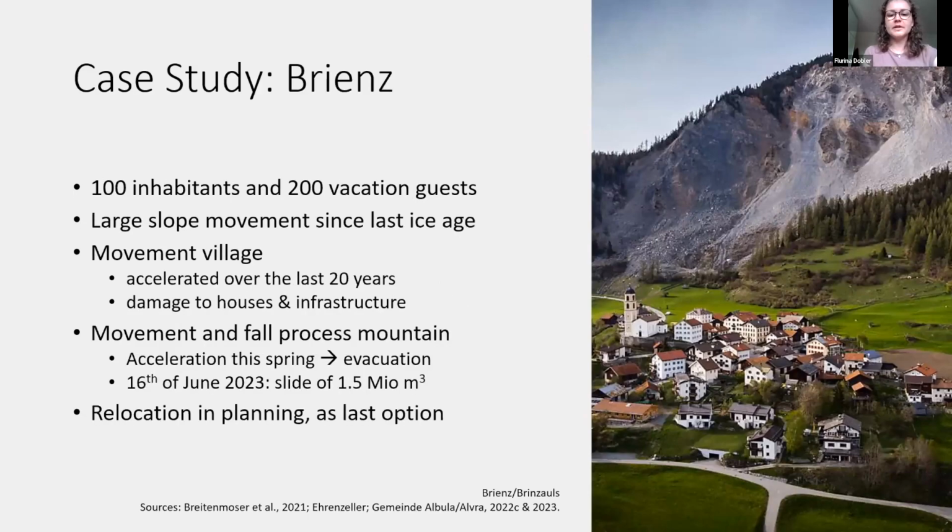One such place is the village of Brienz in the Swiss Alps, which is pictured on the right side. The village is home to about 100 people and 200 vacation guests, and the entire southern flank of the mountain above down to the valley bottom is characterized by a large slope movement, which has been active since the last ice age. On the one hand, the movement of the area around the village accelerated over the last 20 years, and the velocity is up to 1.5 meters per year and causes severe damage to the houses and infrastructure.